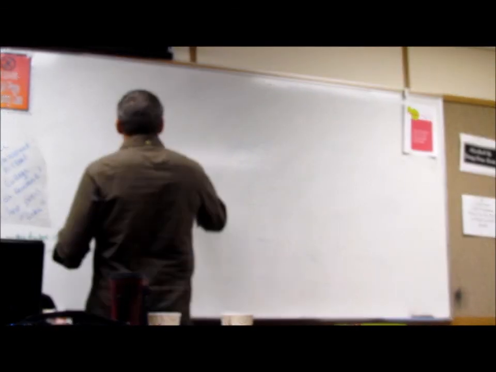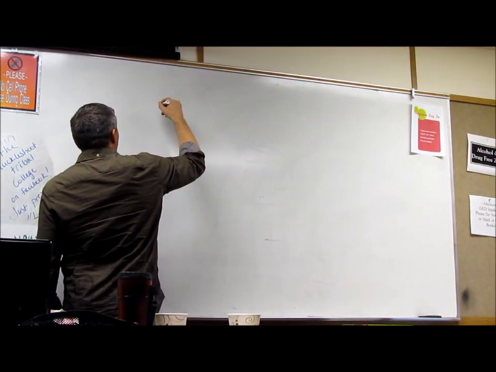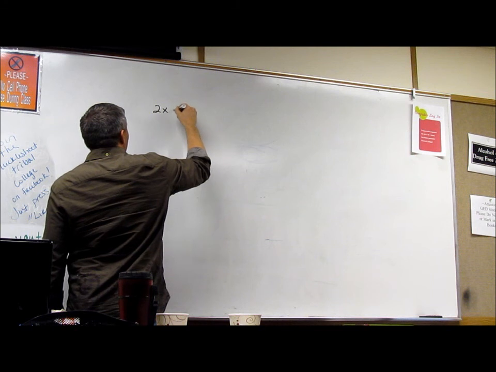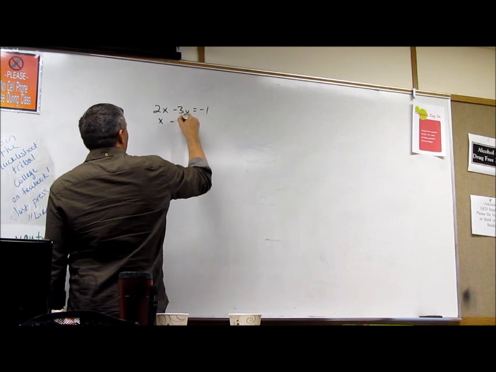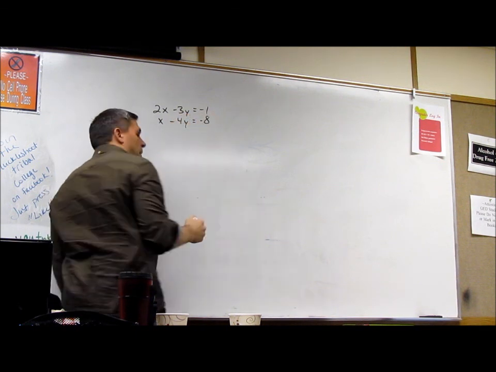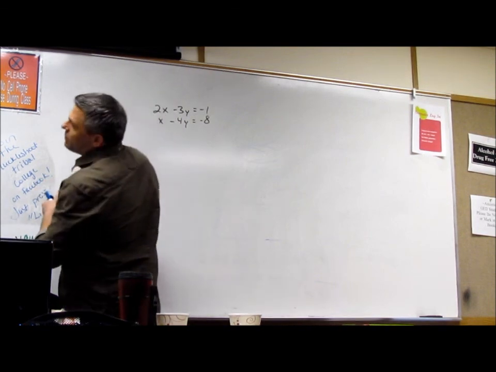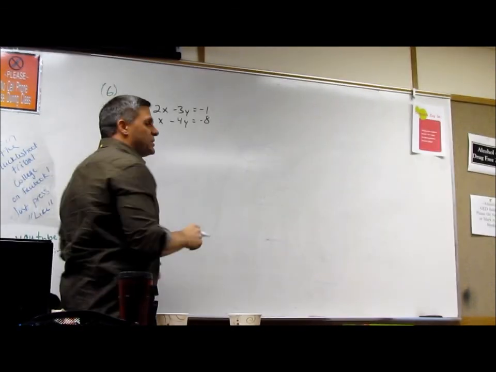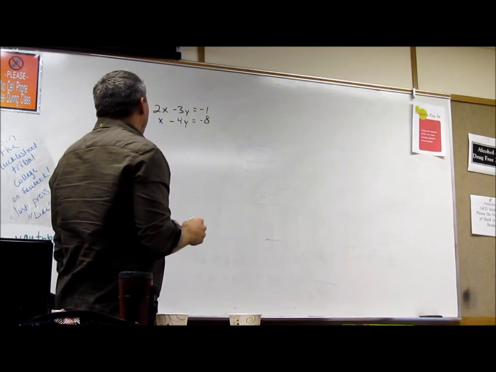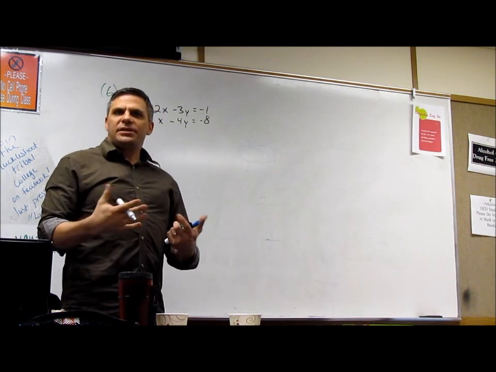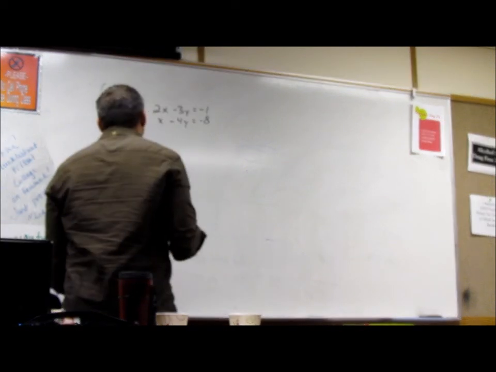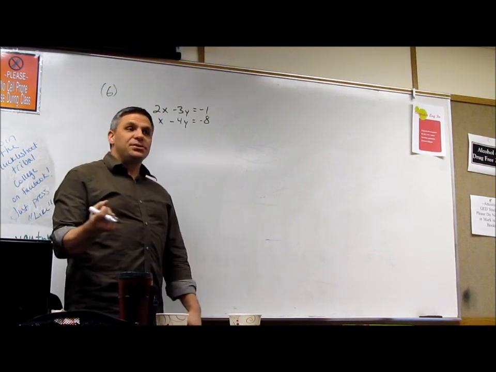So now we just jump over here to this other board, and we keep it rolling. Read me 6. 2x minus 3y equals negative 1, and x minus 4y equals negative 8. Okay? Again, this is problem number 6. So what we've got to do is, I'm assuming we're finding the intersection. Yes. Okay?